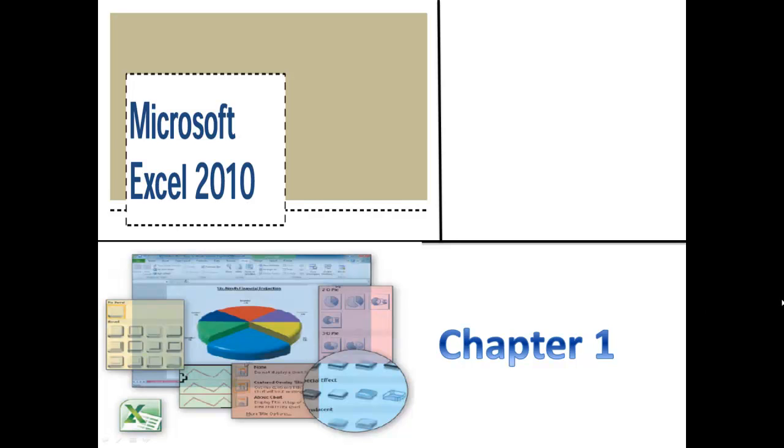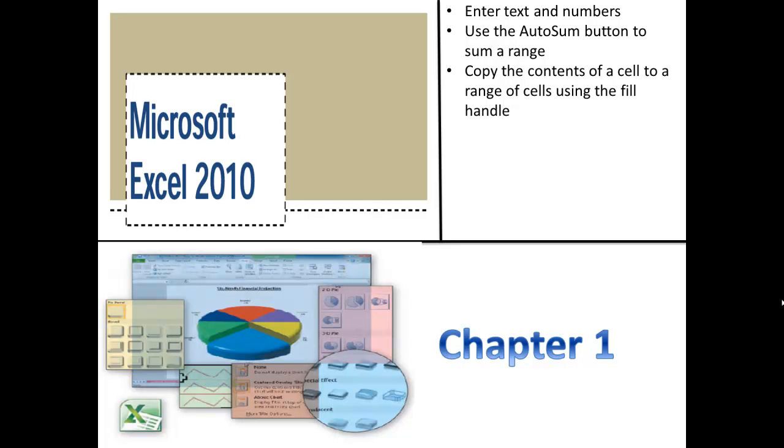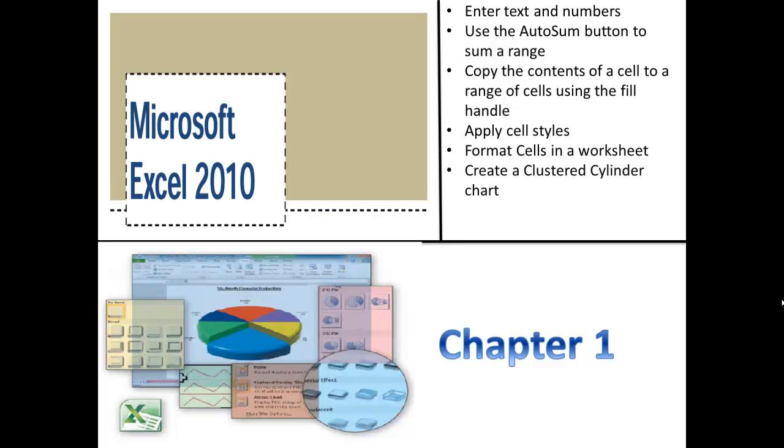Excel Chapter 1. In this video, I will show you how to enter text and numbers, use the Auto Sum button to sum a range, copy the contents of a cell to a range of cells using the fill handle, apply cell styles, format cells in a worksheet, create a clustered cylinder chart, and change a worksheet name and tab color.